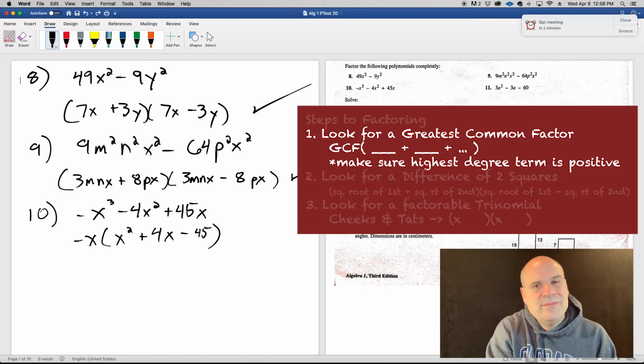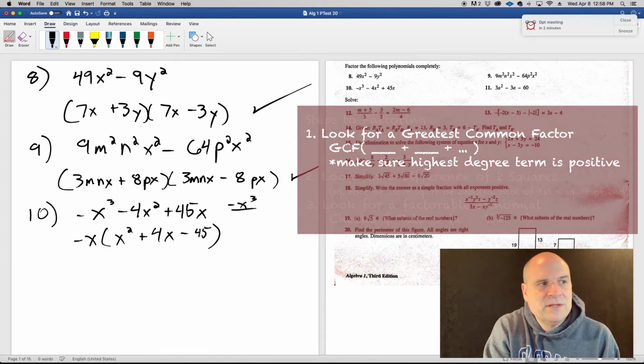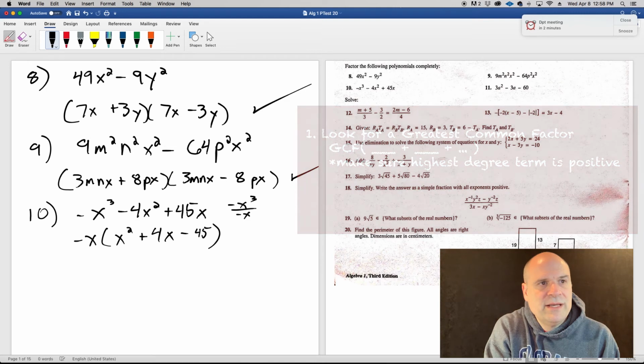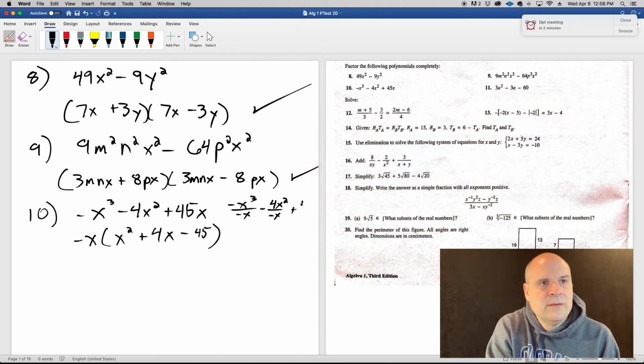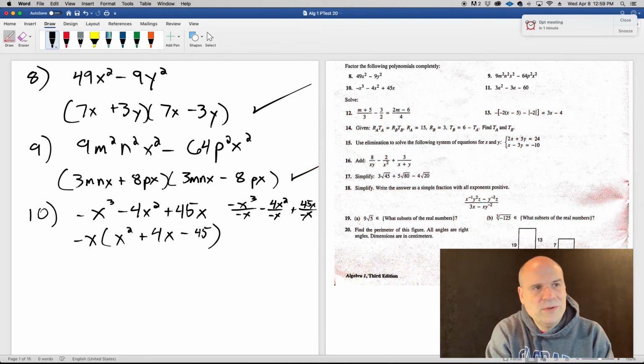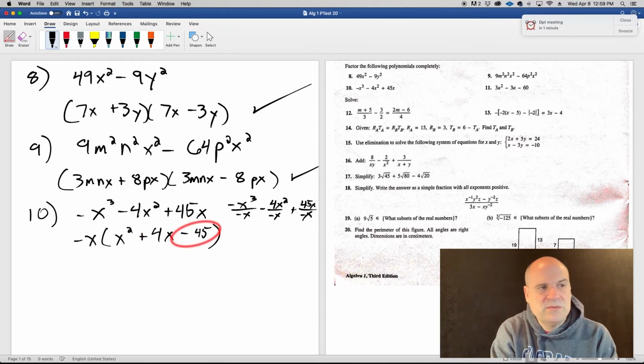Okay? It may be easier just to write these as separate division problems. So you're gonna just divide everything by negative x. And what are you left with? Well, negatives cancel and you get positive. X cubed over x is x squared. Negatives cancel and you get positive, and then that 4 doesn't change. The x squared over x is x. And then 45, the x's cancel, but it's a negative, so this is what you're left with.